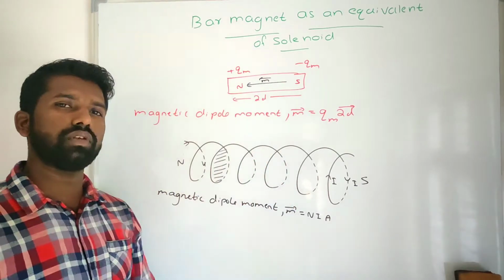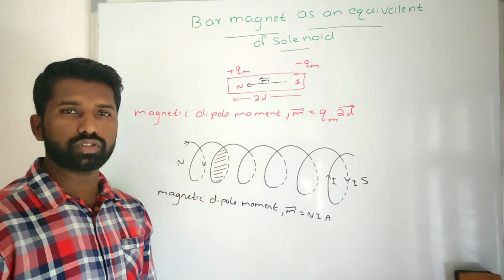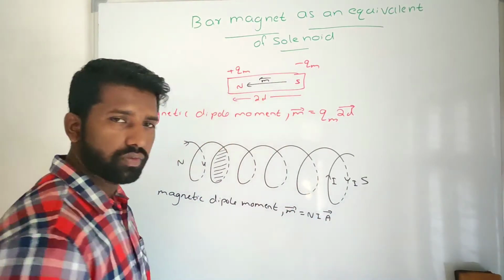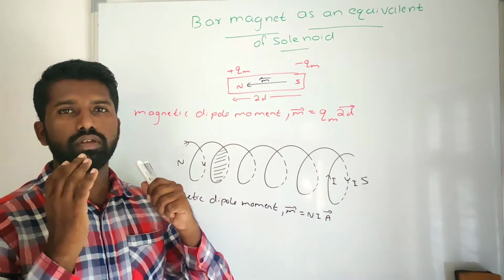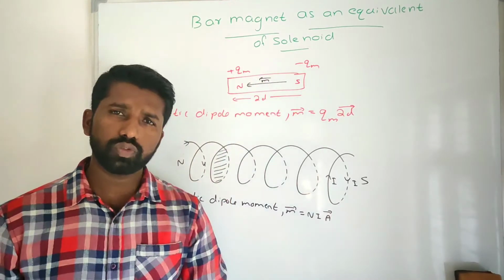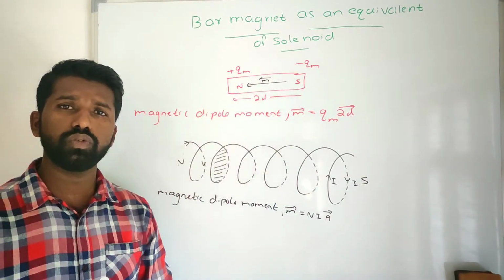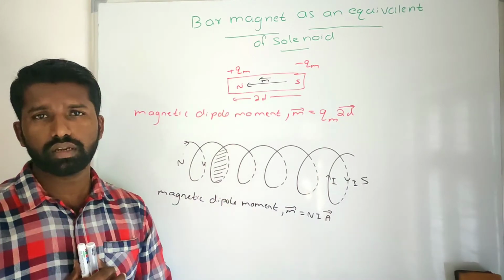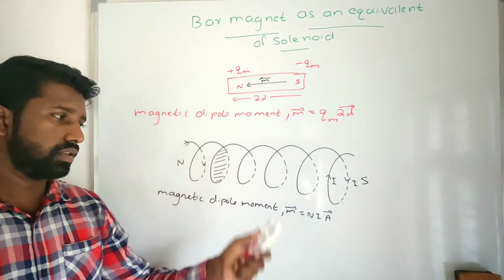What is the direction of the magnetic dipole moment? The magnetic dipole moment direction is the direction of the area vector, which can be found out by using the right hand rule. So the magnetic field due to the solenoid is similar to the magnetic field due to a bar magnet. We can see what are the similarities between the bar magnet and the solenoid.